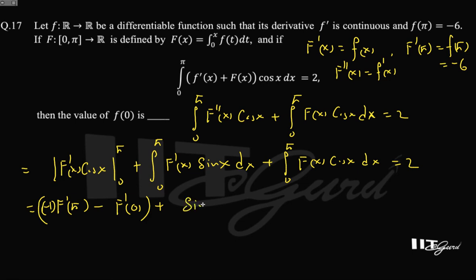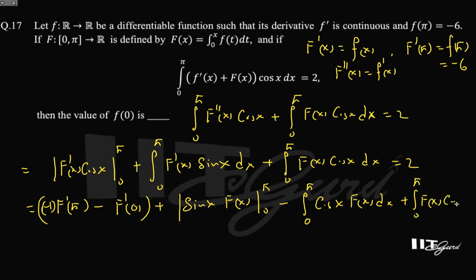So that is sin x f(x) from 0 to pi, minus the integral from 0 to pi, the differential of sin x is cos x, and the integral of f dash x is f(x), so that is the integral from 0 to pi of f(x) cos x dx, which is equal to 2. If you see over here, this term and this term are related, and when you substitute pi over here, this is 0 and this is also 0.